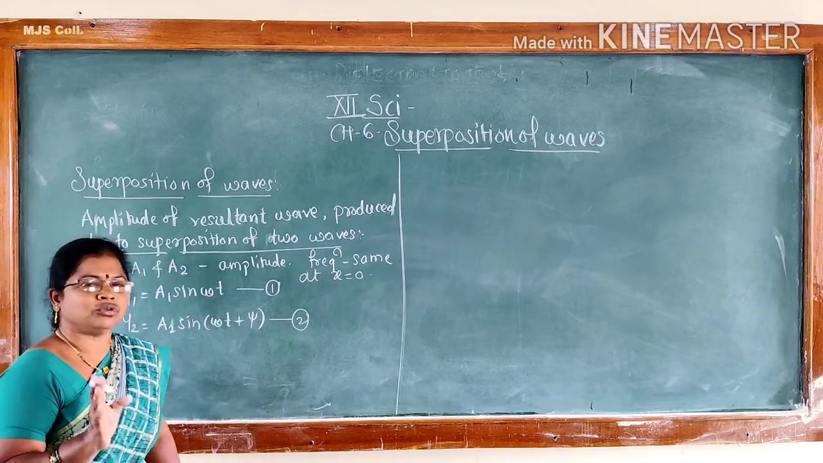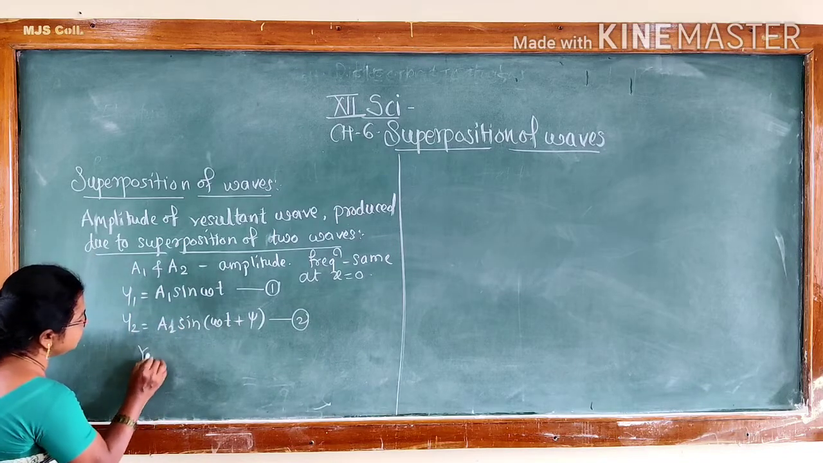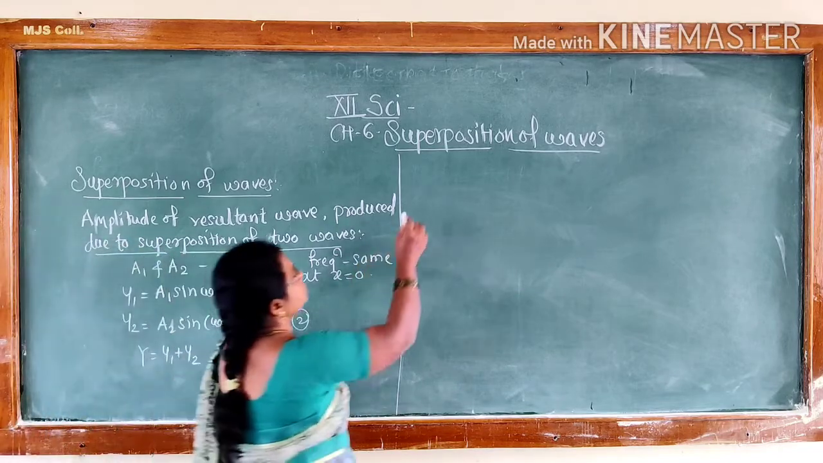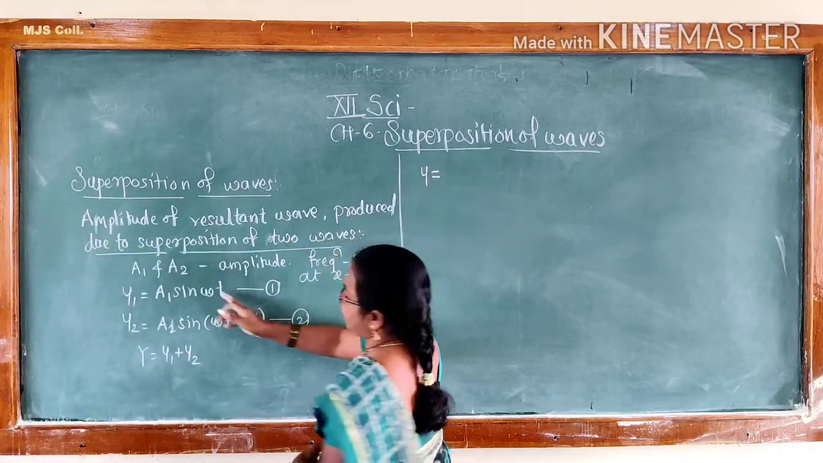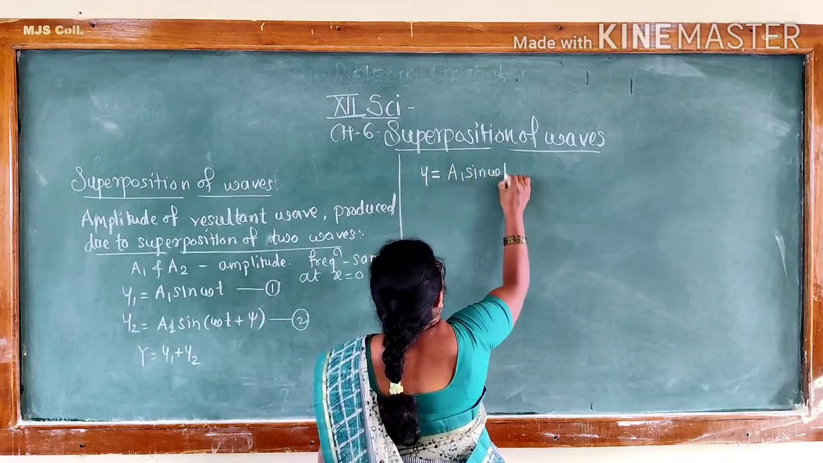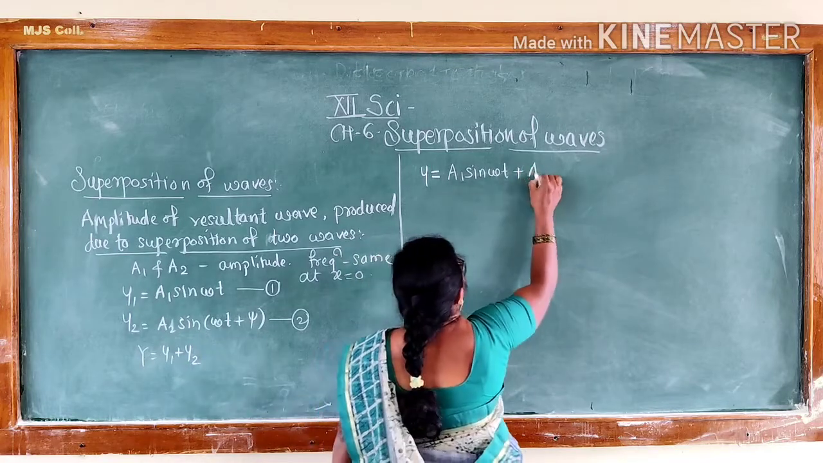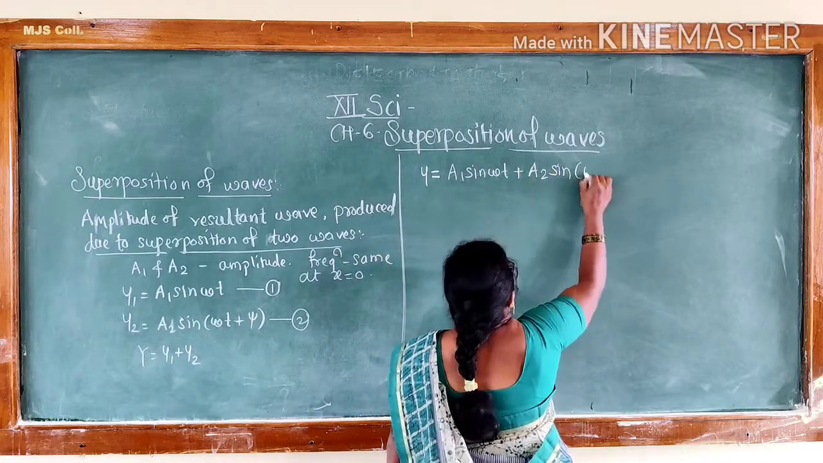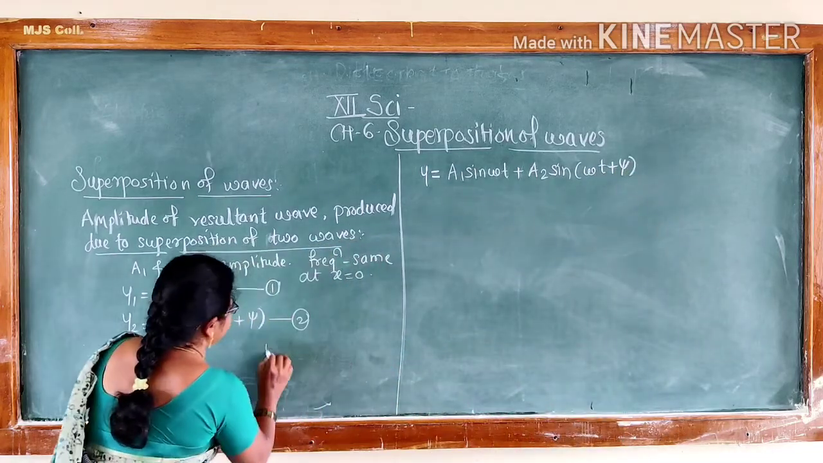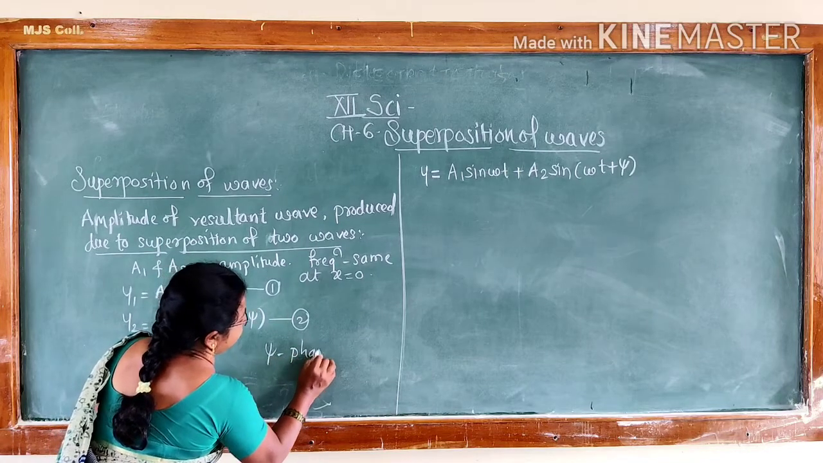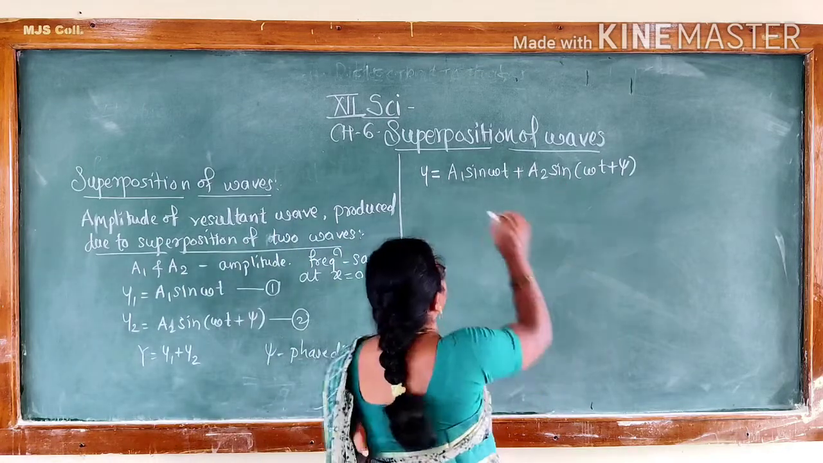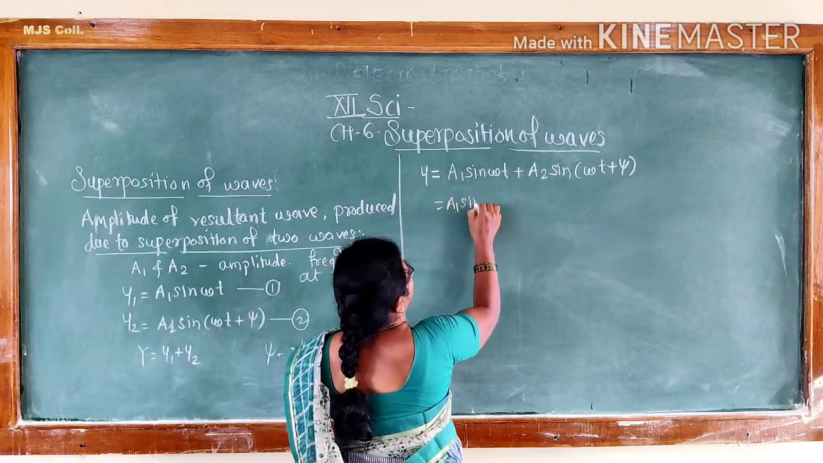So what is the resultant displacement? By using superposition of waves, the resultant displacement y is equal to y1 plus y2. By adding these two equations, y is equal to A1 sin omega t plus A2 sin of (omega t plus psi). This psi is the phase difference.